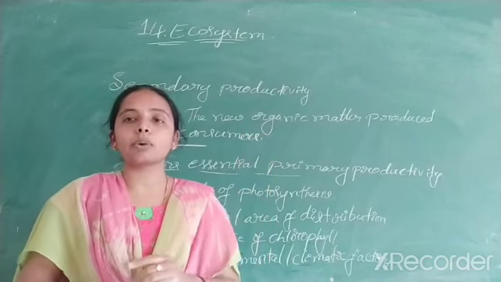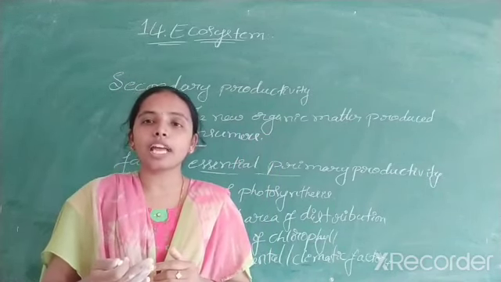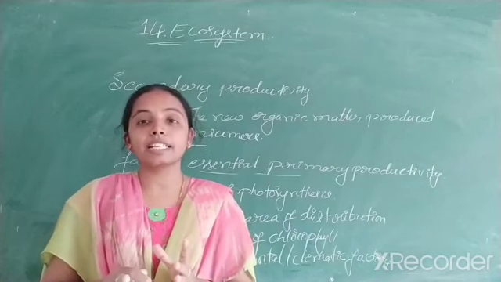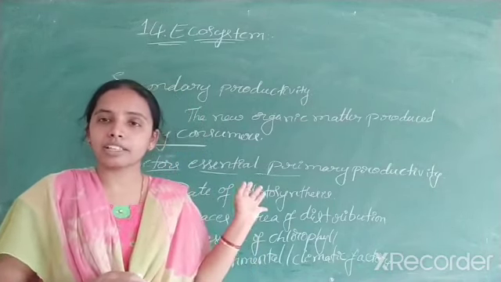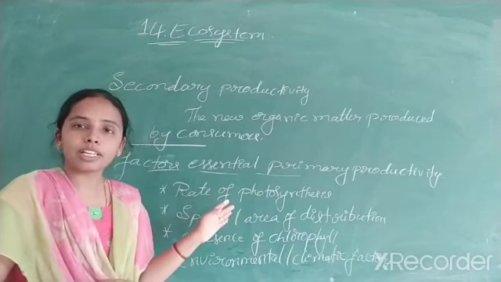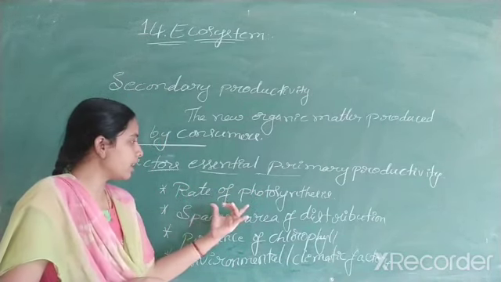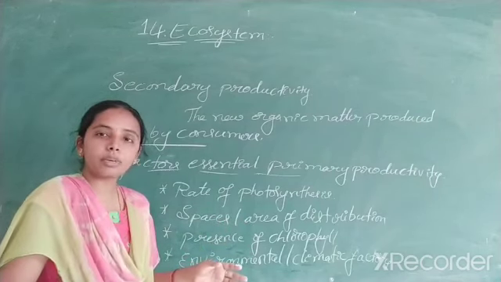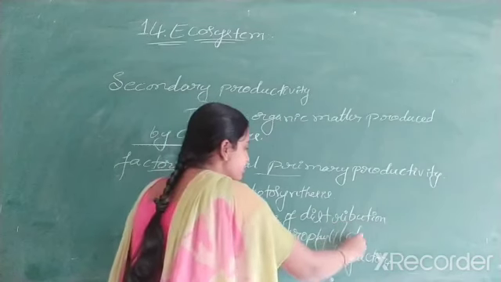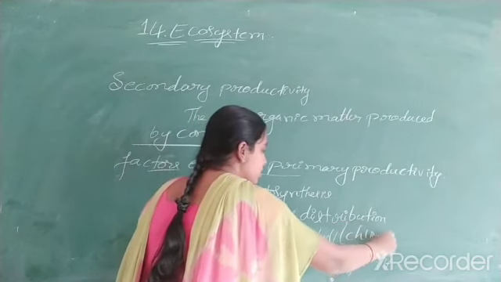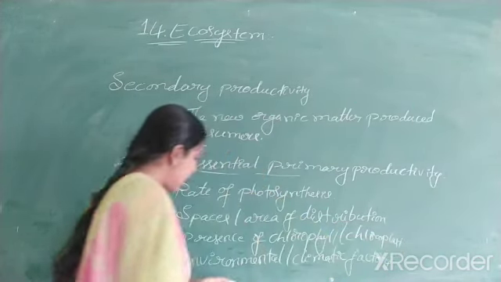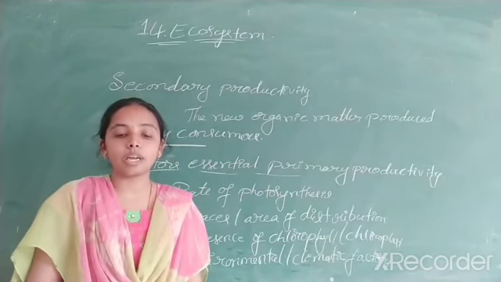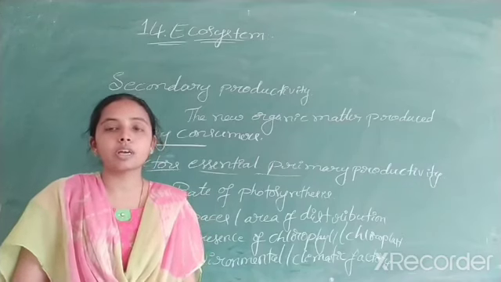Next one is secondary productivity. The rate of new organic matter produced by the consumers is called secondary productivity. The factors affecting primary productivity are the rate of photosynthesis, area of distribution, the presence of chlorophyll, presence of chloroplast, and the environmental or climatic factors. So this is the first functional aspect, productivity.